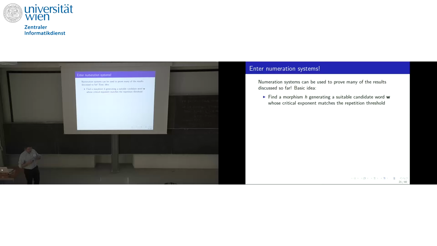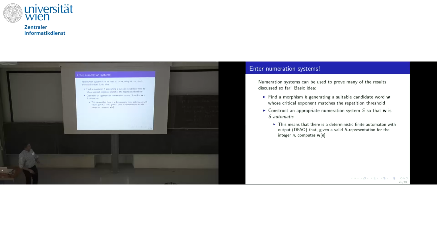So we find this word somehow, we find the morphism that generates it, and then what we do is we construct some sort of numeration system. And this numeration system should be based on the morphism, so that this word is automatic. And I'll say what I mean by that in terms of this morphism. So that means that there's some deterministic finite automaton that, given a representation in the numeration system as input, would compute the nth letter of the word. And then we express some claim about the properties. For example, this word is rich, or this word avoids antisquares except 0, 1, and 1, 0. We express this claim as a first-order logical formula.